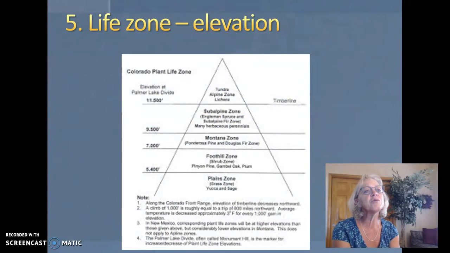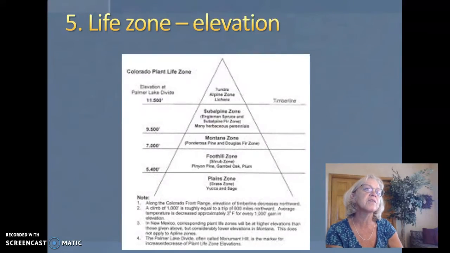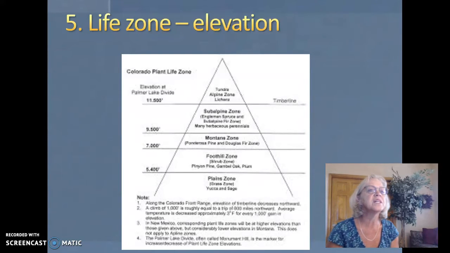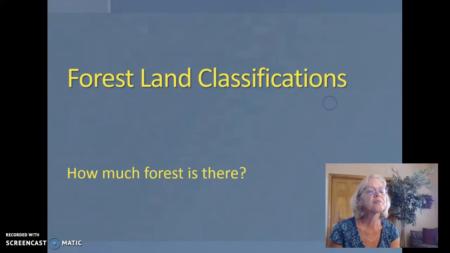The fifth one really isn't one of the categories, and I see this is a little blurry, but we also study our plants in Colorado by their life zones. So the life zones that we'll talk about are alpine, subalpine, montane zone, foothills zone, which is the zone we live in here at Horsetooth and Lory State Park, and the plains zone, which is from Fort Collins and east. So you'll get a nice handout of this, so you won't have any problems understanding this.